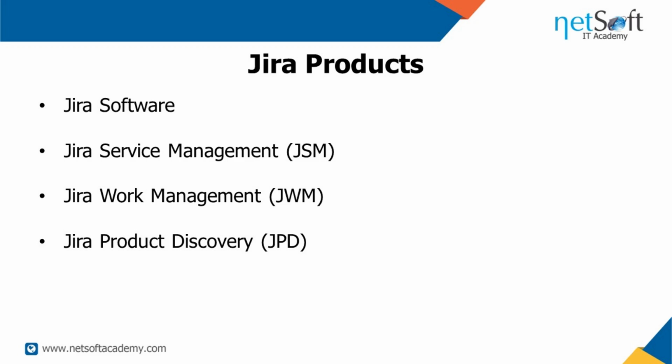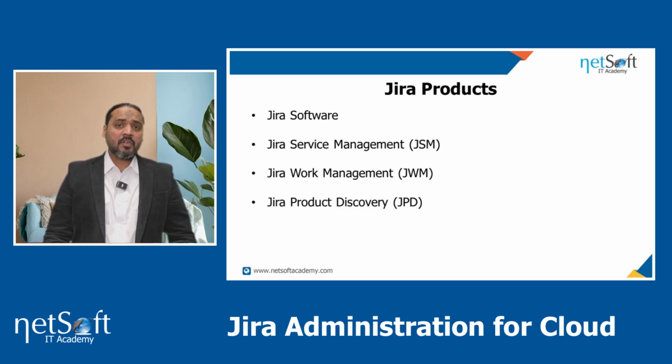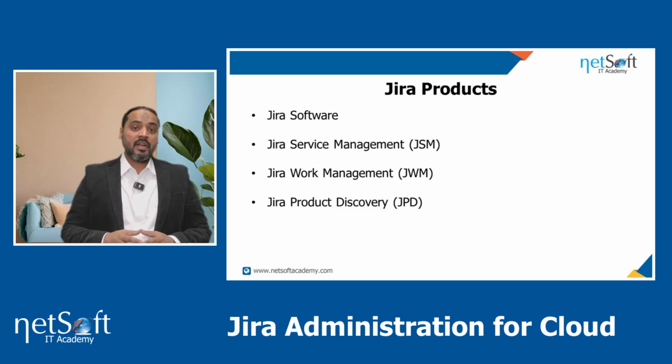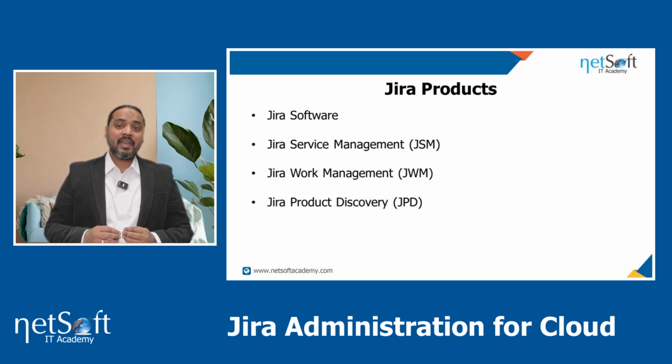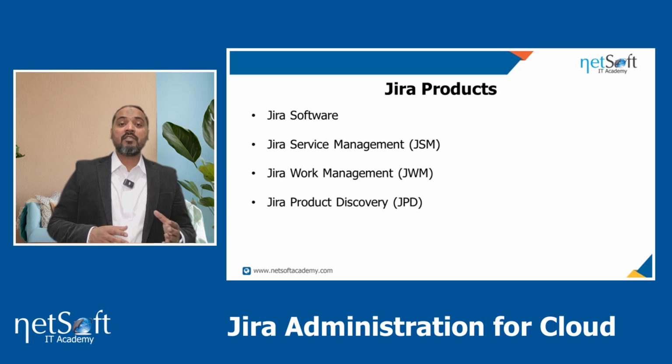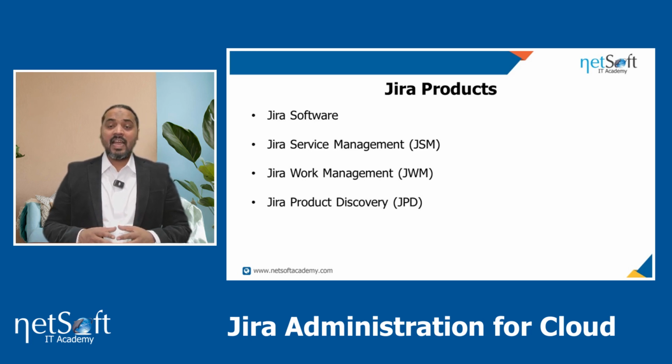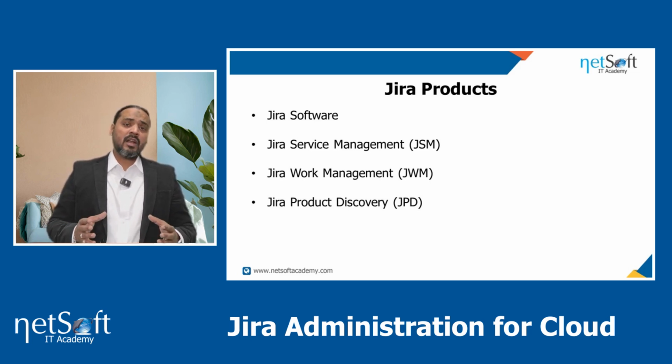Let's move ahead. Jira is available as a suite of products designed for different types of work. Jira Software is used by development teams to manage agile projects. Jira Service Management is used by IT and service teams to manage support and services. Jira Work Management supports business teams, while Jira Product Discovery helps teams plan and prioritize ideas. For example, a development team may use Jira Software, while IT support uses Jira Service Management.